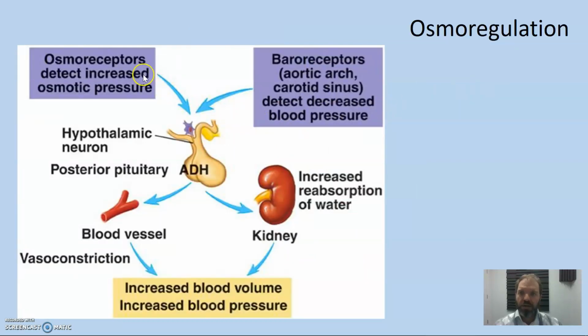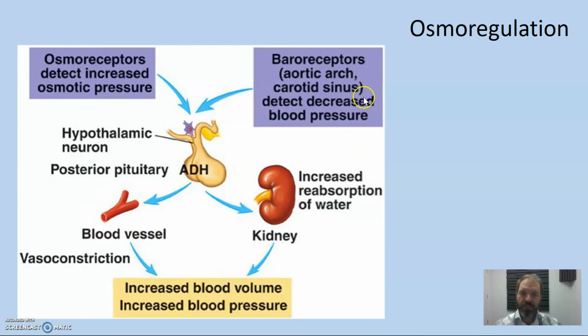And so there's a regulation again involving the hypothalamus and the pituitary here, where osmoreceptors, the ones that pick up the saltiness of the blood, detect an increase in osmotic pressure caused by saltiness, and relate through the posterior pituitary in this case to control blood vessels and kidneys.